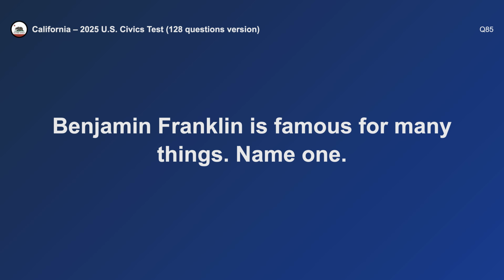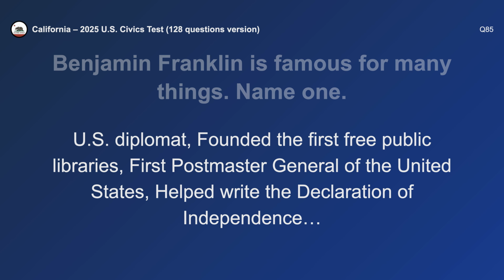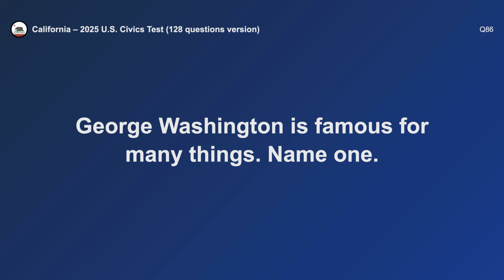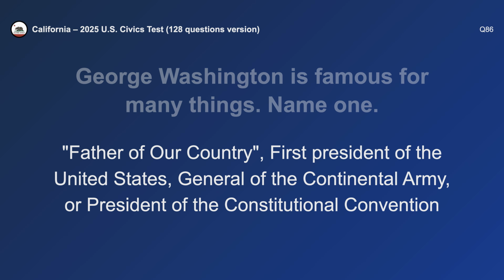Benjamin Franklin is famous for many things. Name 1. U.S. diplomat. George Washington is famous for many things. Name 1. First President of the United States.